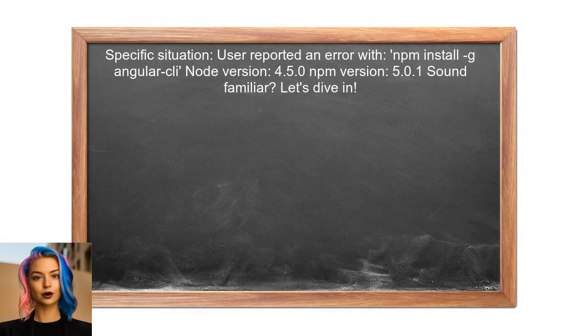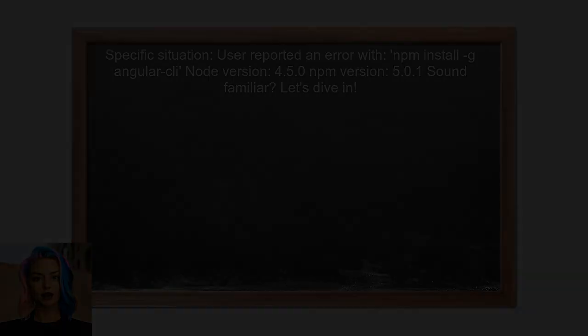Here's the specific situation we're looking at. A user recently reported an error when trying to install Angular CLI globally using the command npm install -g angular-cli. They shared their Node and npm versions, which are Node version 4.5.0 and npm version 5.0.1. Sound familiar? Let's dive into the details.